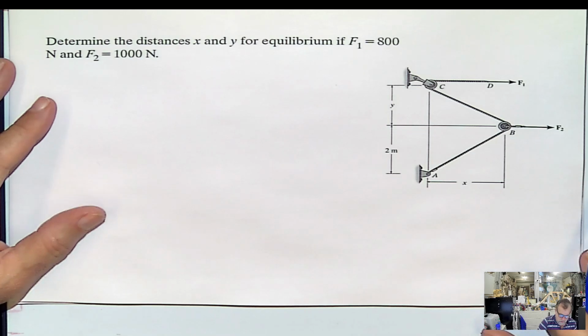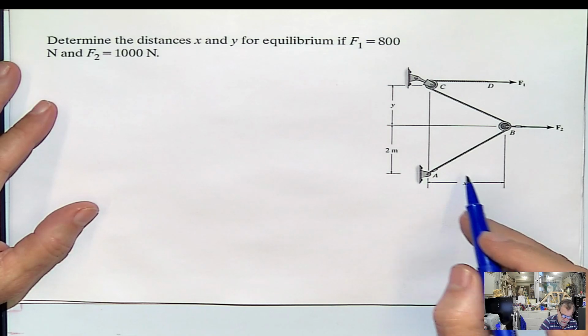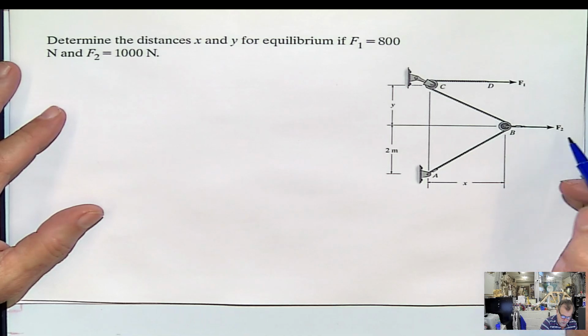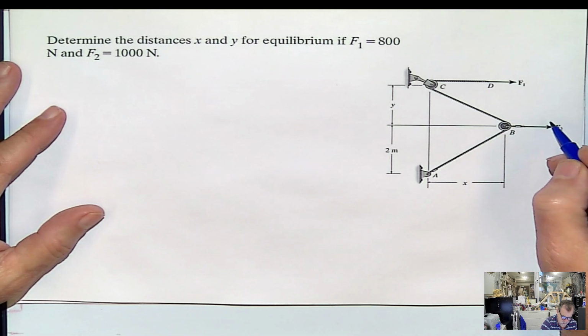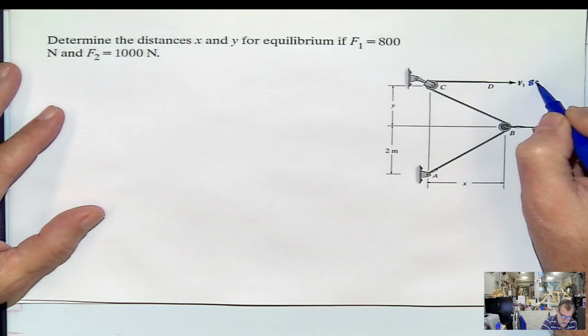Perfect. Another problem. The only thing in this problem: find x and y distances for equilibrium. But we know the value of this force here is 1000, and we know the value for this force here is 800 newtons.